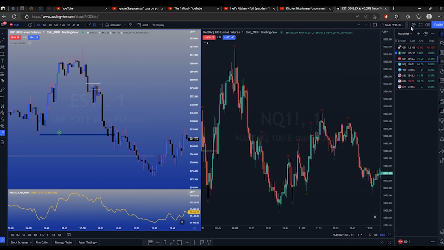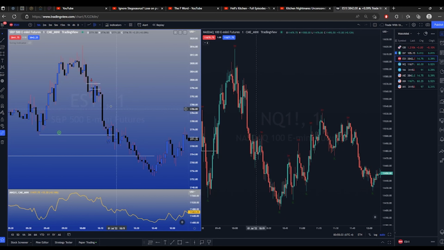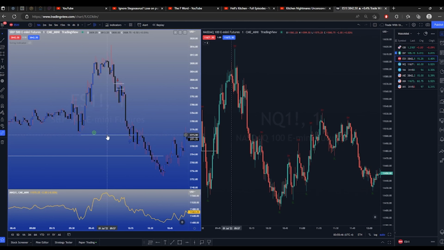So now let me turn on the executions for you, just to let you guys know that it's real. And right there, I got in on this candle right here. You can see I got in at 37.97 right here in this gap, and then I aimed for my first target. It did end up coming down here.